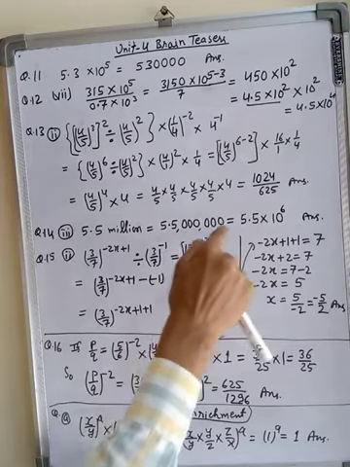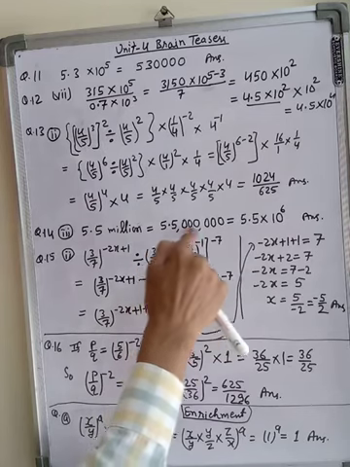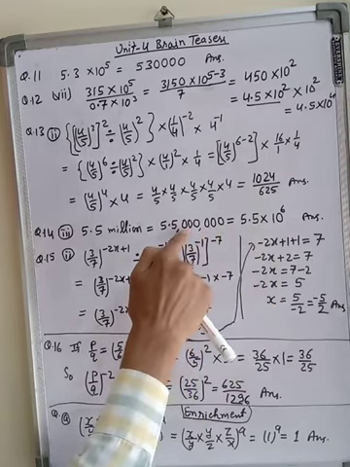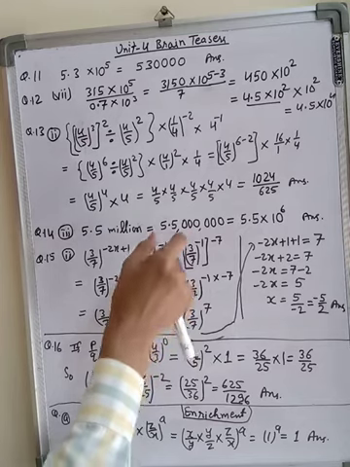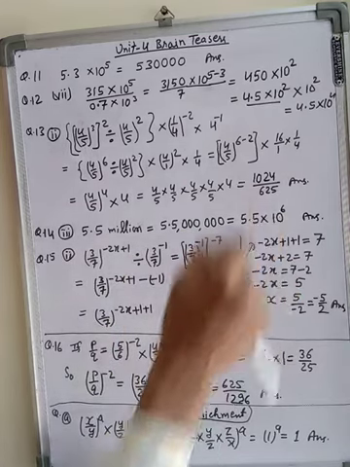This is the notation of million, 5.5 million. And then we have to remove this 0. We have to write it in 10 to the power form. So 1 2 3 4 5 6. And this 5.5 is okay. So 5.5 means 5.5 into 10 to the power 6.